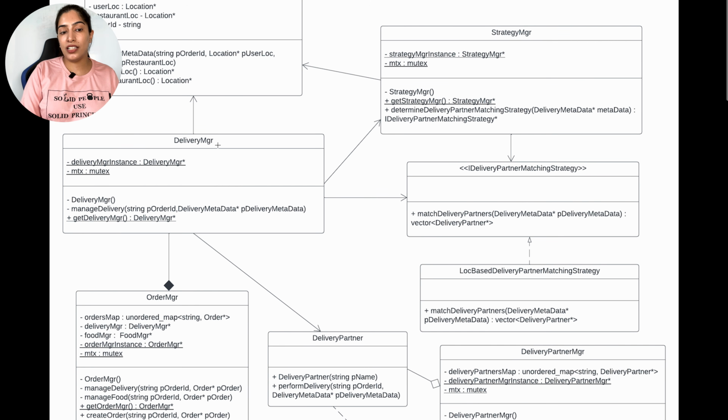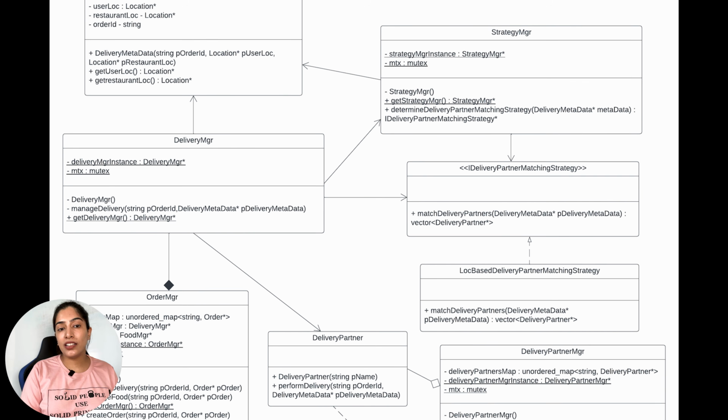Again, order manager has delivery manager. It is going to say manage delivery. But in this case, I am passing the delivery metadata. What is there in delivery metadata is user location, restaurant location, and order ID. As we had discussed, we can pass more information inside the metadata itself.